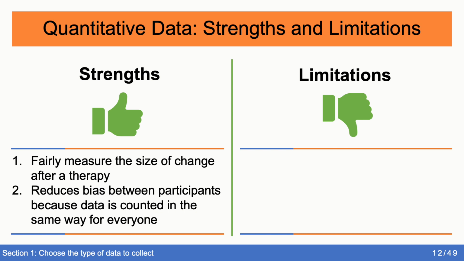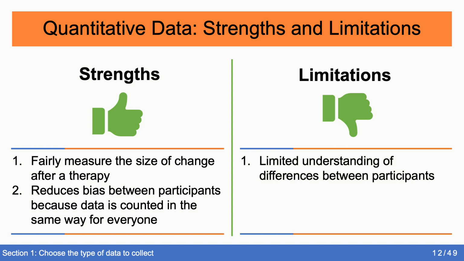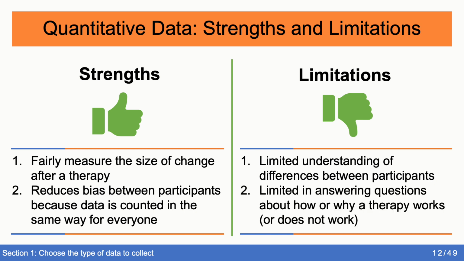experiences and perspectives. One limitation of quantitative data is that researchers are limited in understanding differences between unique participants because things are measured in the exact same way for everyone, and results are usually calculated for the whole group. These methods are also limited in answering questions about how or why a therapy does or does not work. Researchers can use some data analysis methods to understand why something works or who it might work best for, but researchers are limited to understanding variables that are easy to measure in a quantitative way.